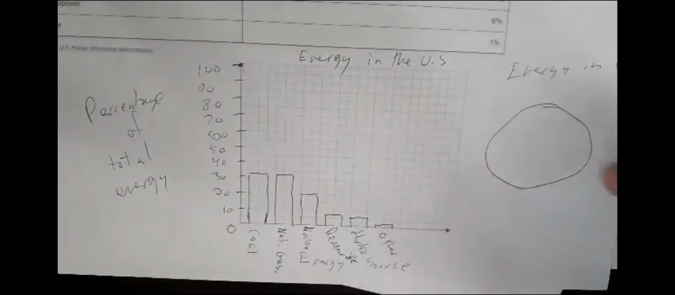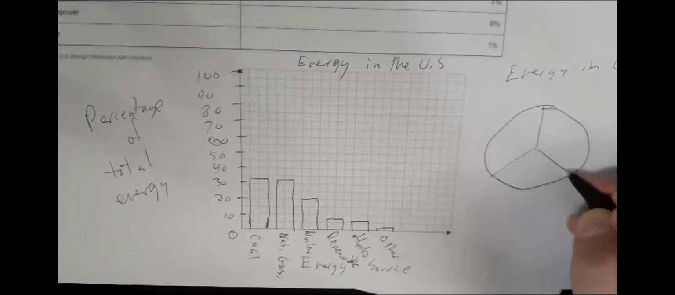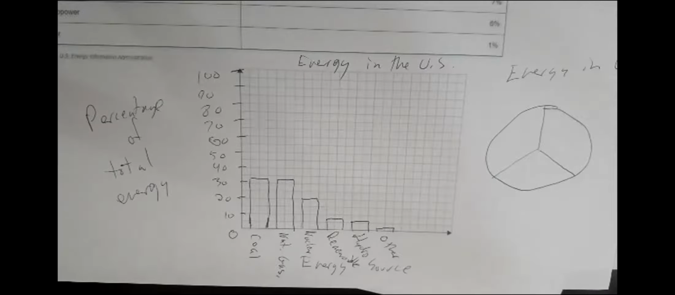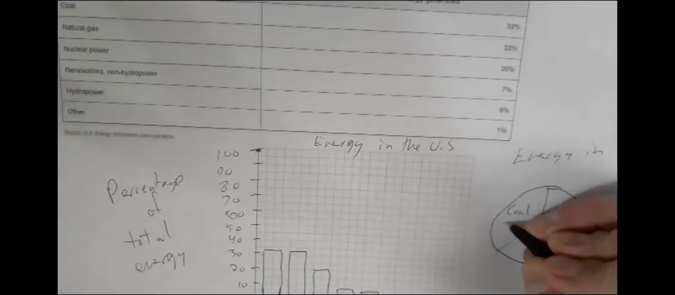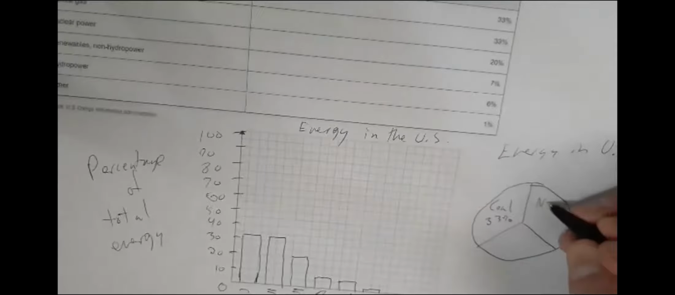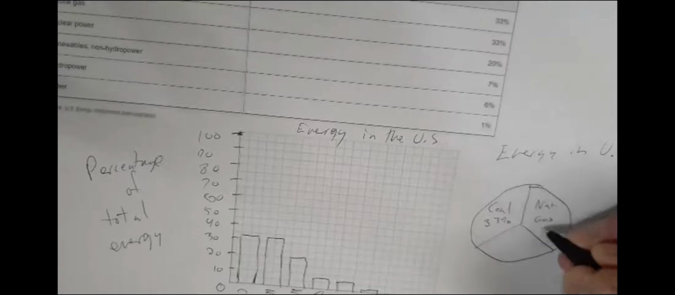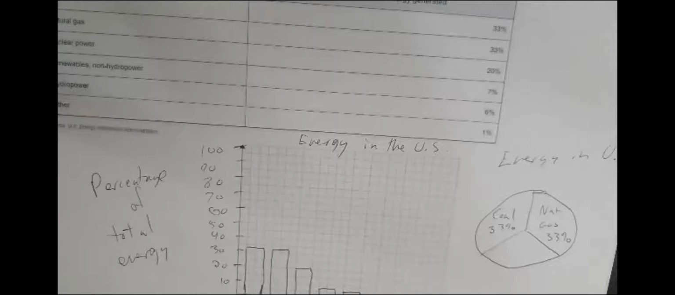So if we divide this thing into thirds, I think that's what we probably need to do. We divide our circle into thirds. We have coal, 33%. Natural gas, which is also 33%. Both of those should be about a third. The next thing I see is nuclear power. That is 20%.